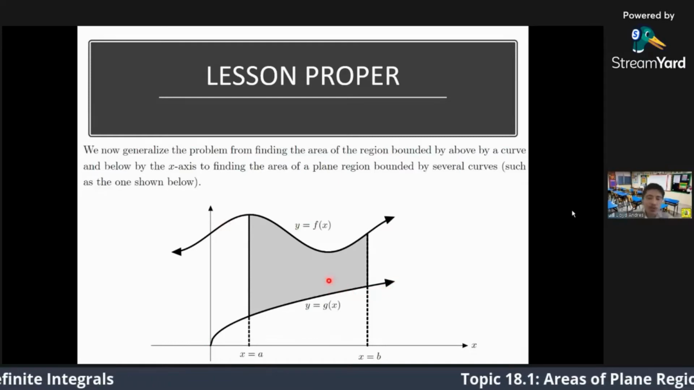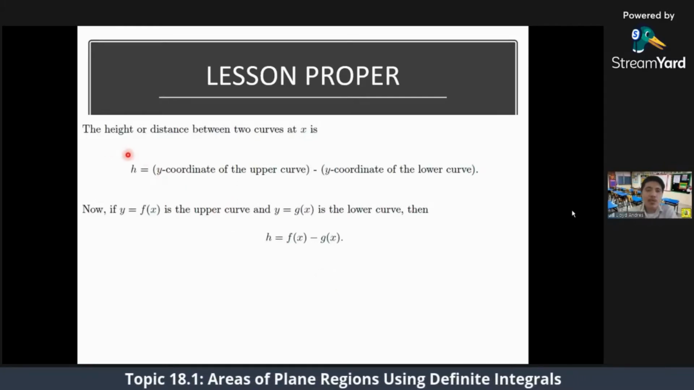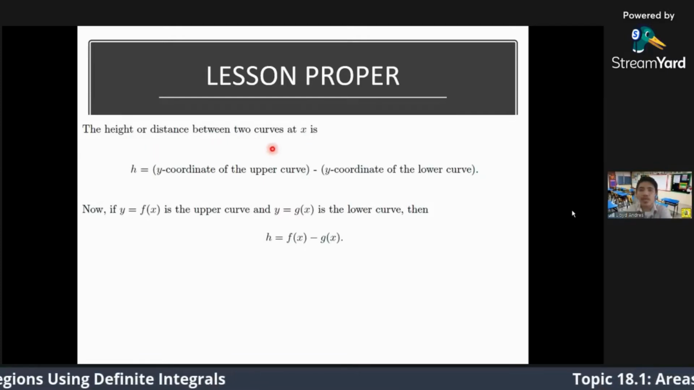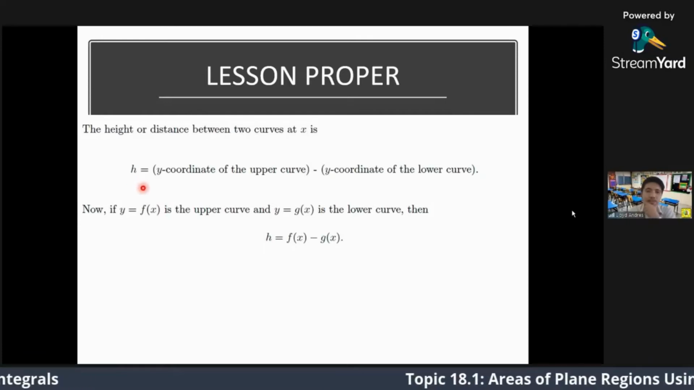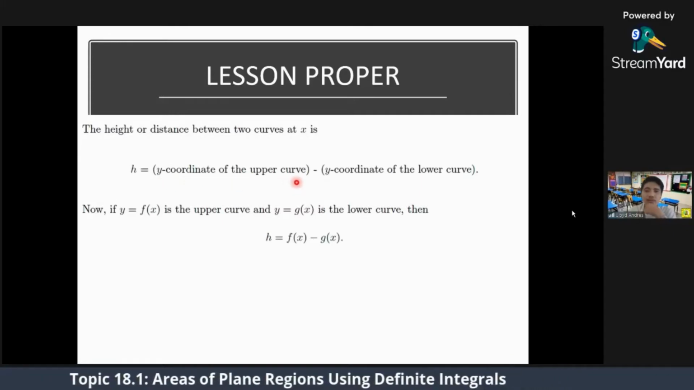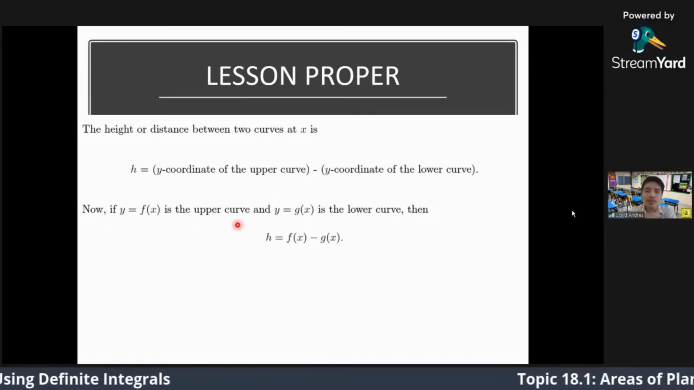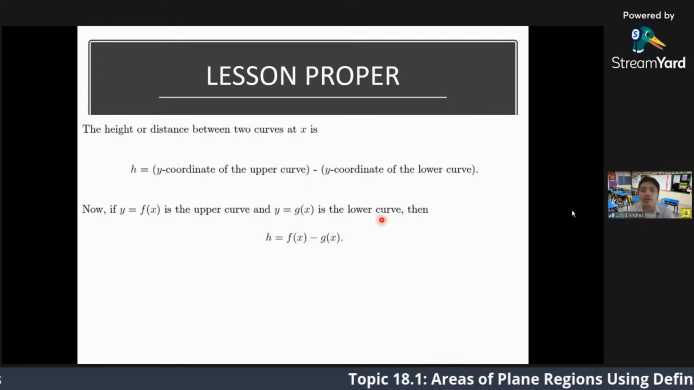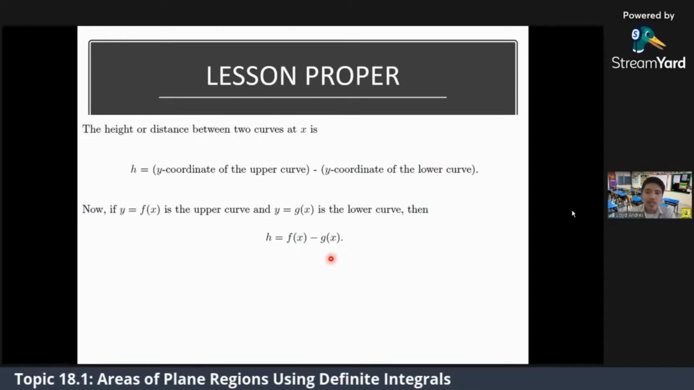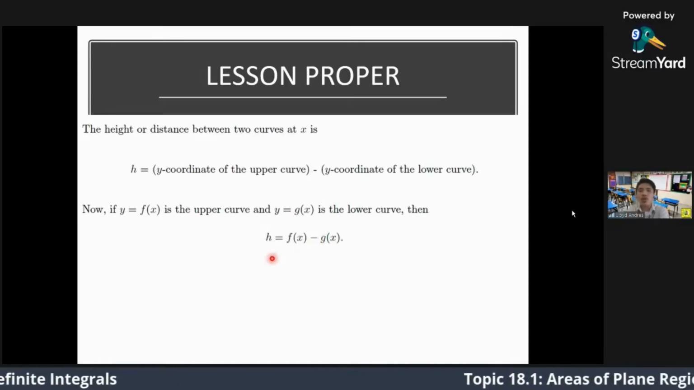So, unsaon pod siya pag-solve sa area? In solving for the area, we will consider the height or the distance between two curves at x, and that is h. H is solved as the y coordinate of the upper curve minus the y coordinate of the lower curve. Now, if y equals f of x is the upper curve and y equals g of x is the lower curve, then ang h nimo is simply f of x minus g of x. Basically, again, the upper curve minus the lower curve. So, kana ang atong bagong function.